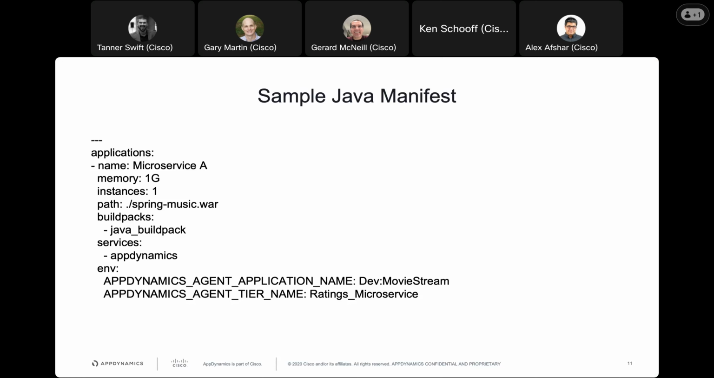All I do is add this manifest, do a deployment if I've never deployed it before, or a restage. Bam, AppDynamics is deployed and showing up in my controller. Takes about 5 minutes to get everything set up. Can you go to the next screen, please?